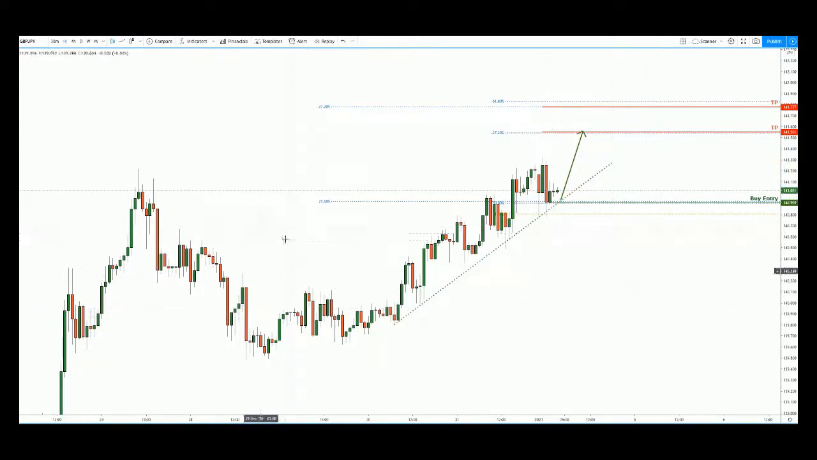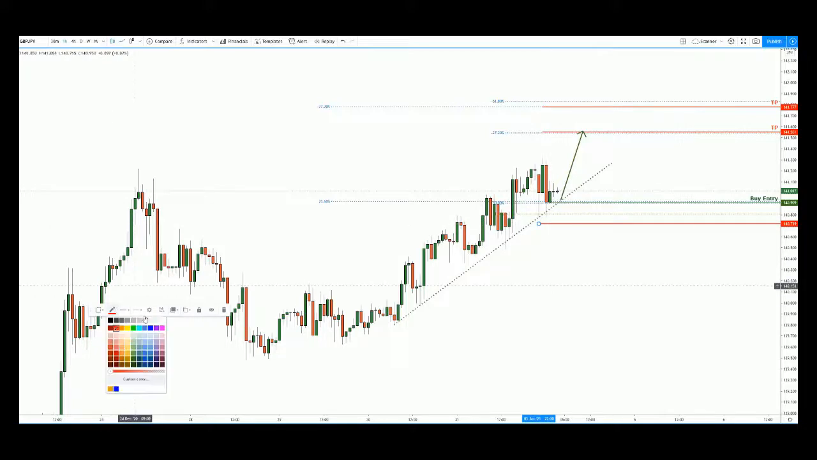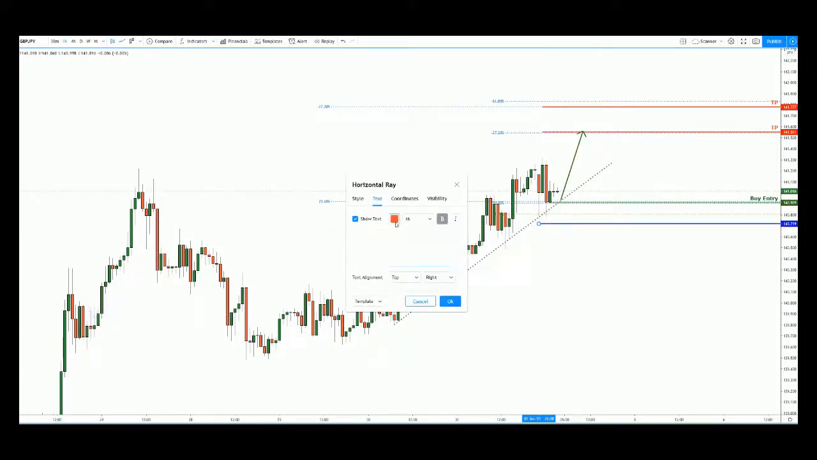Now, last but not least, where would I put my stop loss? My stop loss, I'll put it below the 61.8. I'm not going to put it right at 61.8. I'm going to give my trade a bit of room to breathe. I'm going to back it up lower a bit, and this will be my stop loss. I'm just going to go ahead and use this as a stop loss.